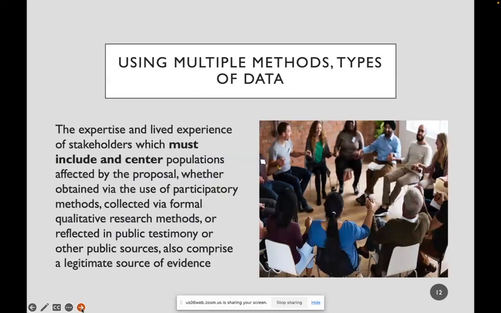Using different types and methods of data and data collection will give you methods to not just triangulate meaning, but also to validate and ground proof your data that you find. It will give you the opportunity to center populations who are impacted by the proposal, to center their input, their thoughts, and their community research, their traditional ecological knowledge, their environmental knowledge that they have into the process, which also lends it legitimacy.